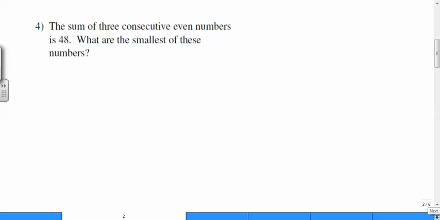The sum of 3 consecutive even numbers is 48. What are the smallest of these numbers? Now be careful, because in class we solved a problem involving consecutive numbers. And you guys remember that we said, consecutive means one after the other. If I have 1, 2, 3, 4, 5, these are consecutive numbers.